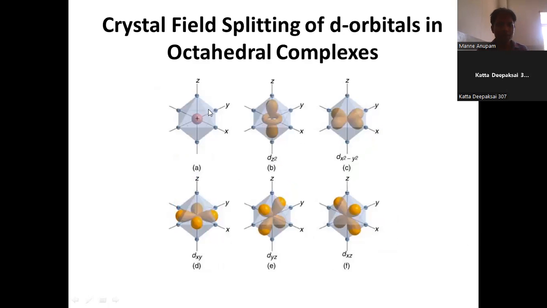Now here we are able to see the approach of the ligands. This is the central metal ion. Around the central metal ion there is a negative electric field; these are the negative electric field around the central metal ion.